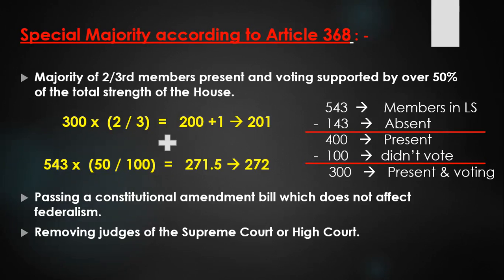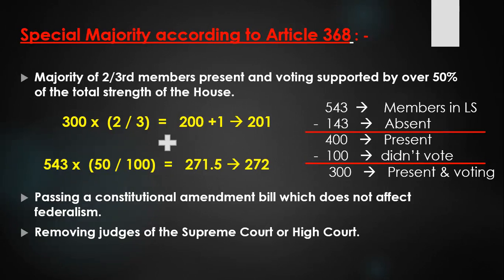201. Okay. Now suppose the proposal is supported by 201 members, 202 members, or suppose 250 members, then also the proposal will not be passed. Understand? Even if the proposal is supported by 201 or 220 or suppose 260 members, then also the proposal will not pass. Why? Because along with this majority of 2/3 of the members present and voting, we also need a majority of more than 50% of the total membership of the house.